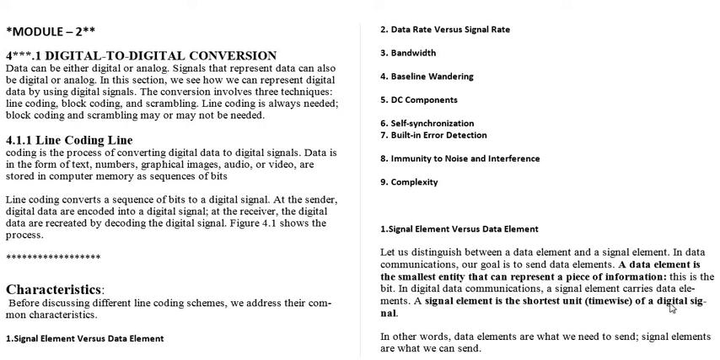In other words, you can think of the data element as what we need to send. For example, I need to send the whole module in 10 minutes itself. But is it possible? The signal elements can take only a limited amount of data, so I have to wait. So data is a small entity that can be represented as a piece of information, whereas a signal element is the shortest unit of a digital signal.